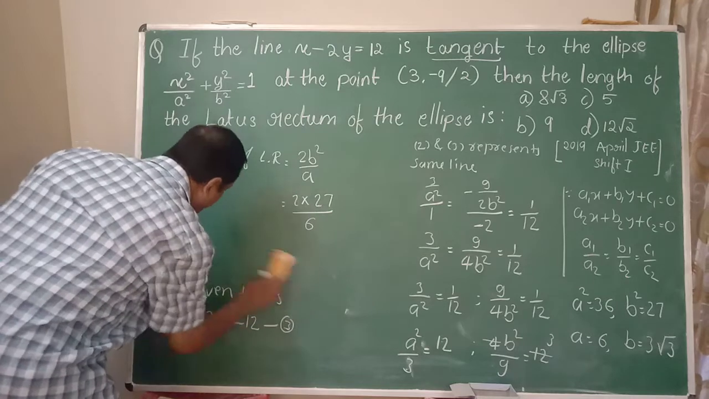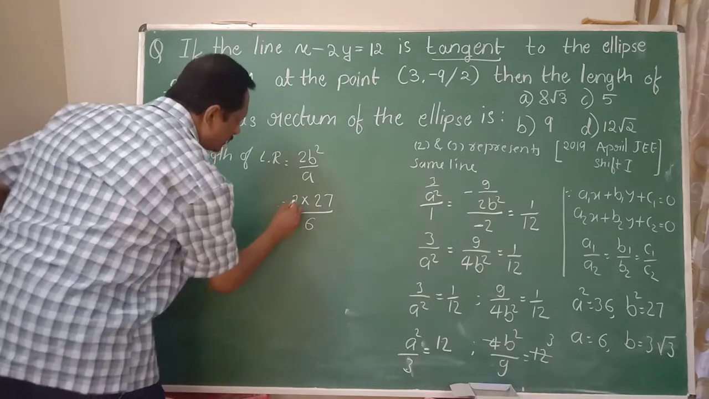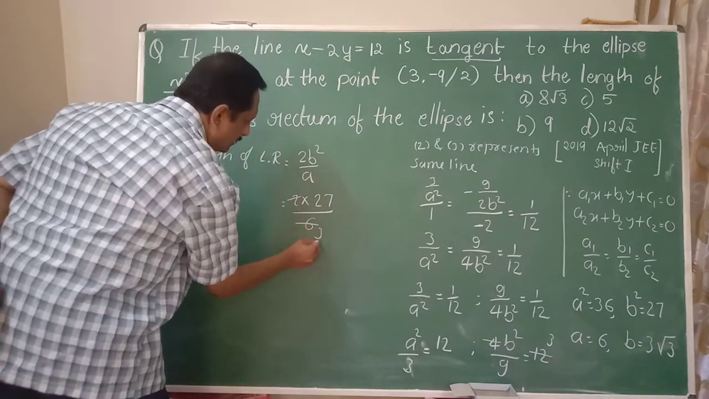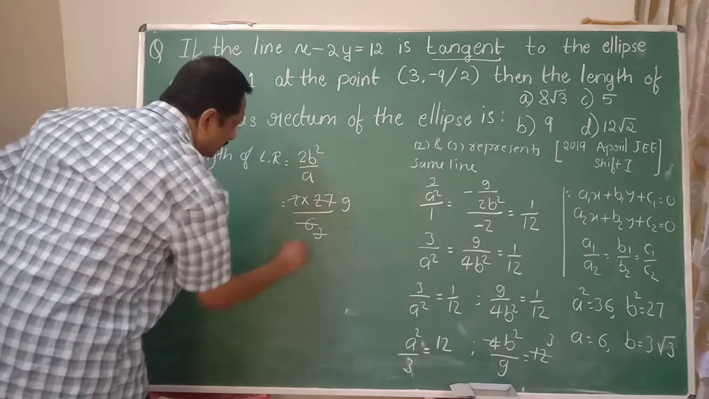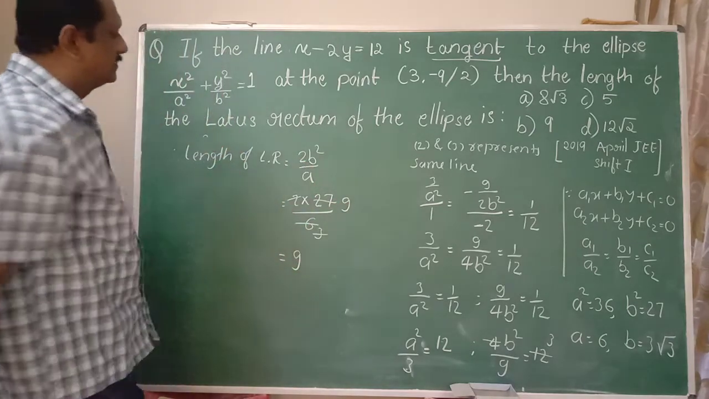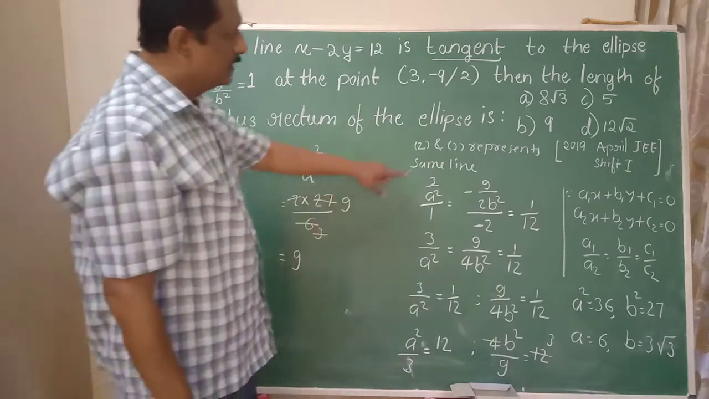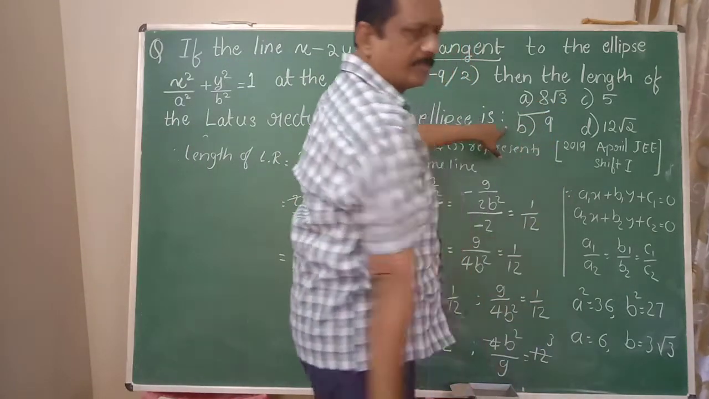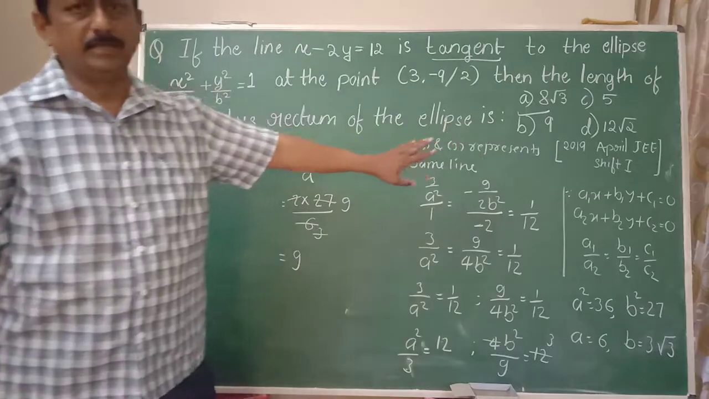Simplifying, 2 1s are 2, 2 3s are 6, 3 1s are 3, 3 3s are 9. Therefore 9 is the answer. The length of the latus rectum is 9. Yes, B is the correct option here. 9 is the correct option.